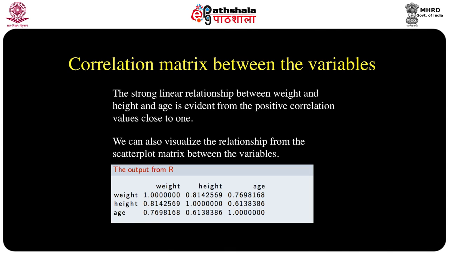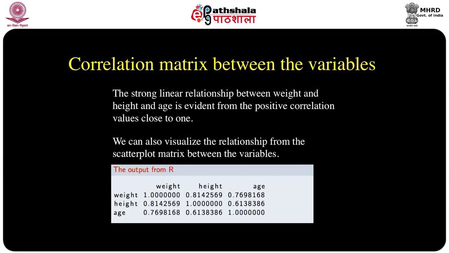After we use the correlation function, we obtain as the R output the matrix of correlation coefficients between weight, height, and age. From the output, we see that the correlation coefficient between weight and height is 0.8142, which is a very high positive correlation coefficient indicating a positive linear relationship between weight and height, and the correlation coefficient between weight and age is 0.7698, which is again a high positive correlation coefficient indicating a linear relationship between the two variables.